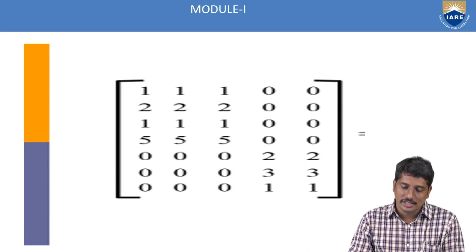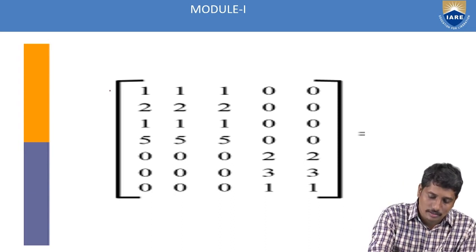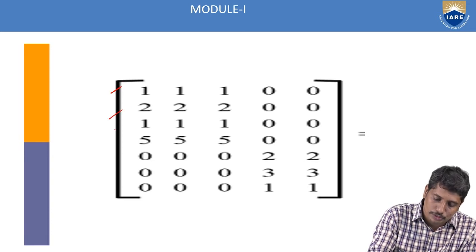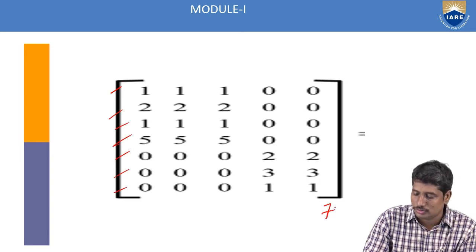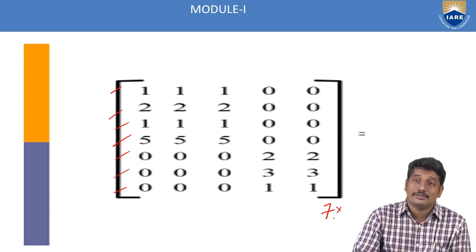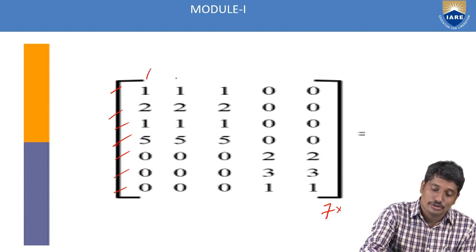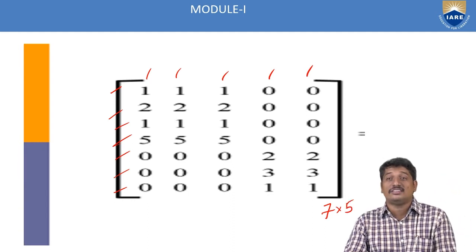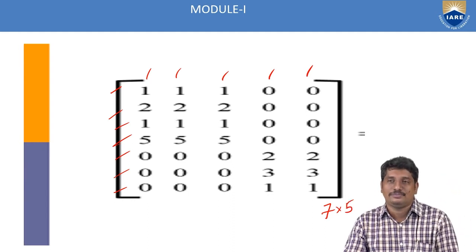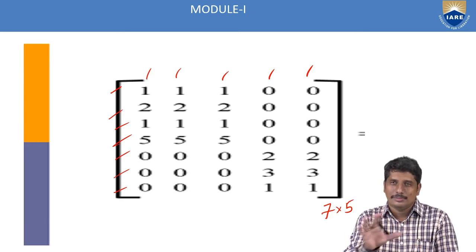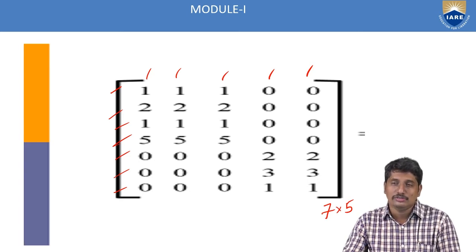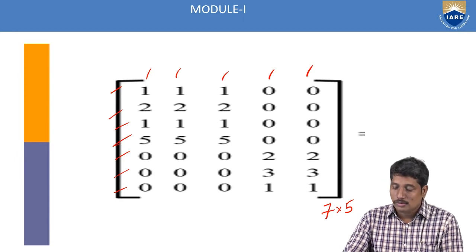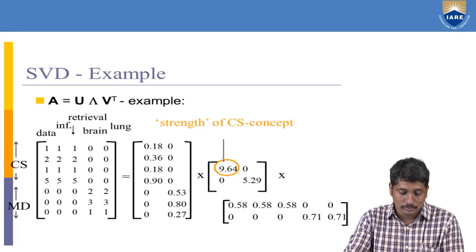Here we are considering a matrix which has 1, 2, 3, 4, 5, 6, 7 rows, and 1, 2, 3, 4, 5 columns. So what is the size of the matrix? It is 7 by 5. Among its elements, some are non-zeros and some are zeros. Now let us see the next slide.